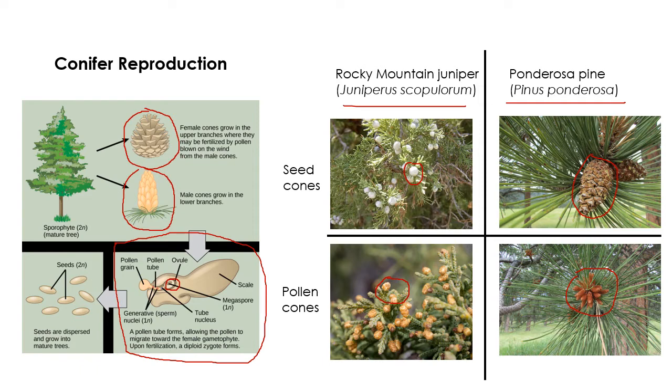The reason that the pollen cones are at the bottom of the tree is it's generally better to outcross, right? You want your pollen to fertilize the cones of another tree rather than yourself. And if the pollen cones were on the upper part of the tree, you would see a lot of selfing, which is not good if you're concerned about genetic variation. So with the pollen cones down lower and the seed cones up higher, you're more likely to get pollen from a different individual fertilizing those seed cones.